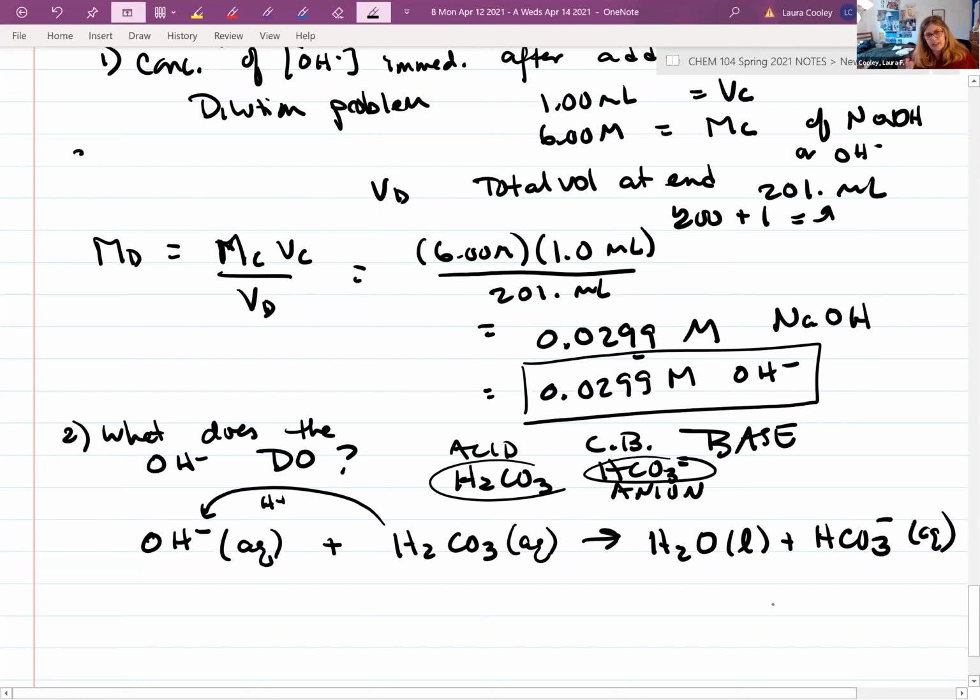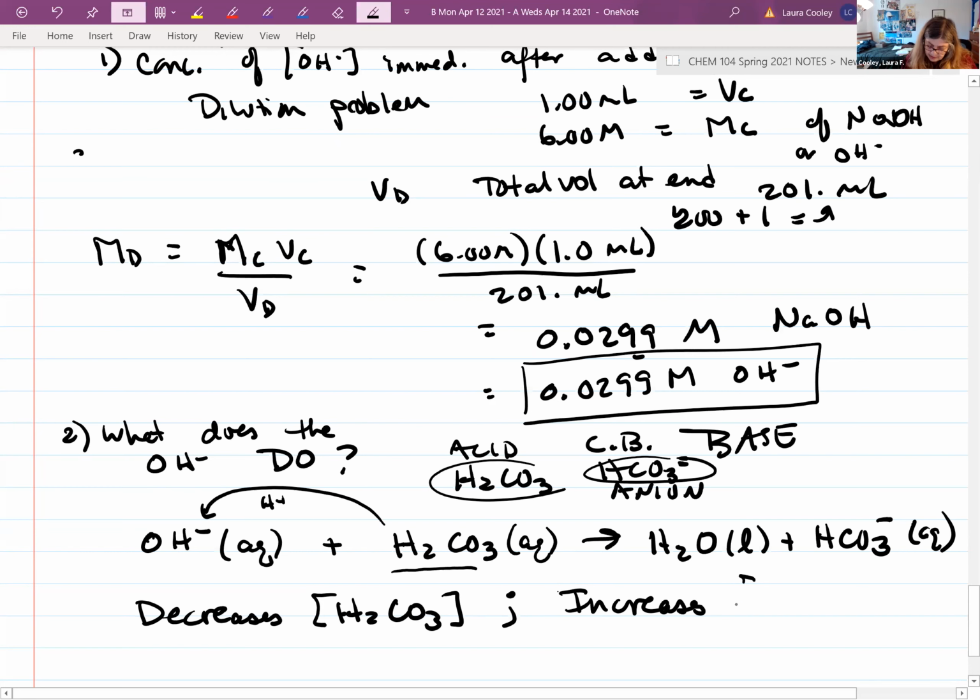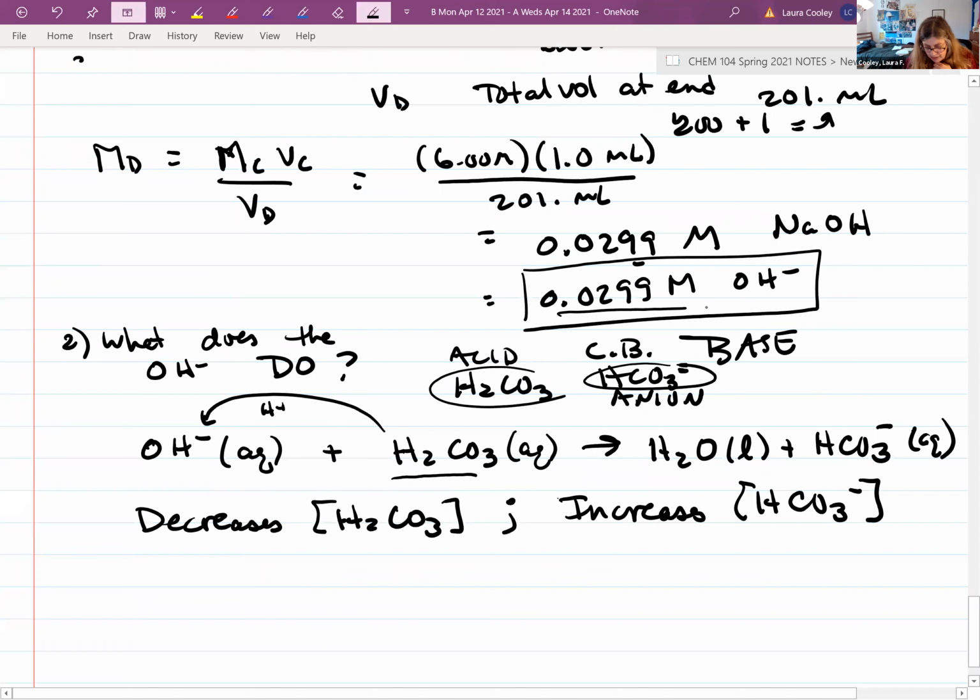So the difference between adding an acid and adding a base is that the base reacts with the acid in the buffer. So this decreases the concentration of H2CO3, whereas when we added H3O plus, it decreased the amount of HCO3 minus and increased the H2CO3. So it's just the opposite. It decreases H2CO3, it increases the concentration of HCO3 minus. How much? By the amount of OH minus that was added.